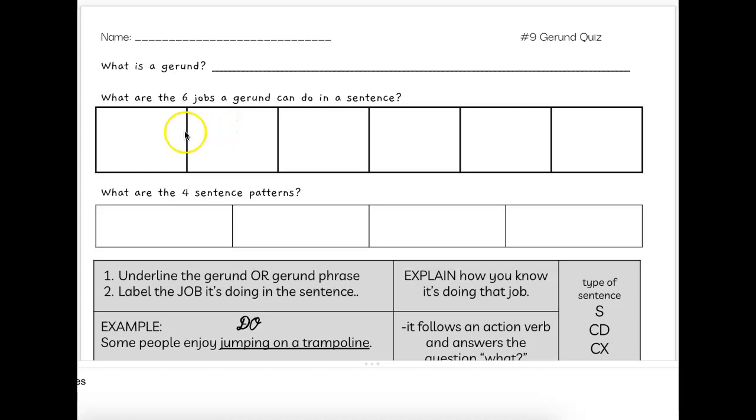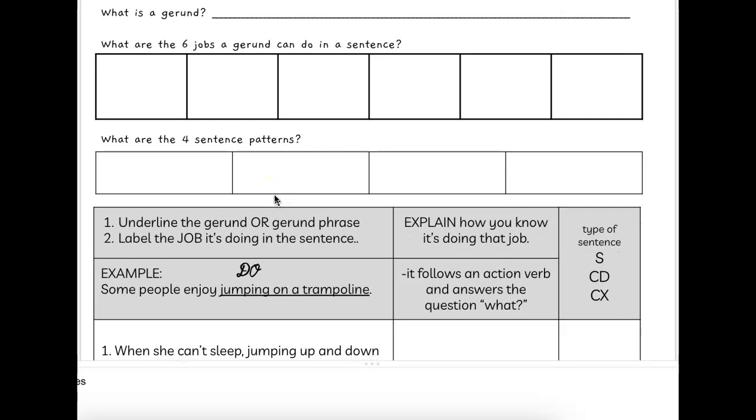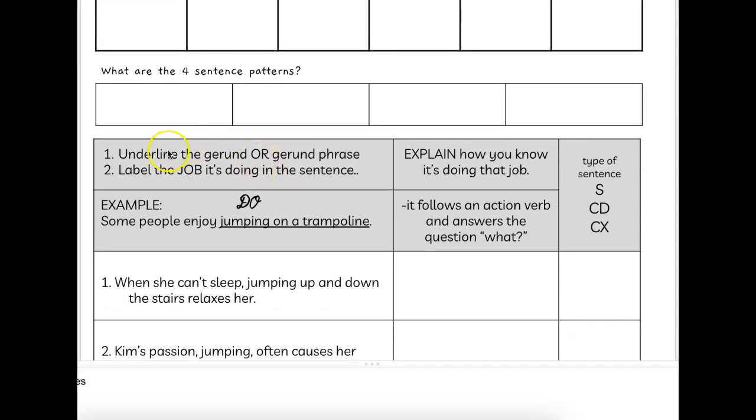What are the 6 jobs a gerund can do in a sentence? And what are the 4 sentence patterns? Because those help us recognize our jobs of nouns or gerunds. So a couple of different steps here. Step 1, you're going to underline the gerund or the gerund phrase, because remember, sometimes it's by itself, sometimes it's with a group of words, just like here.